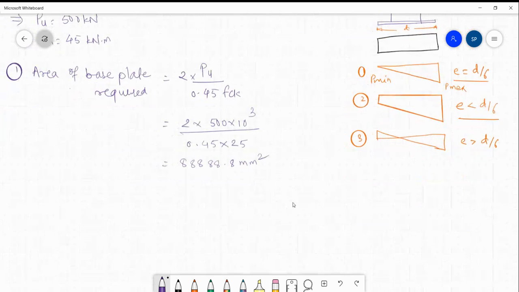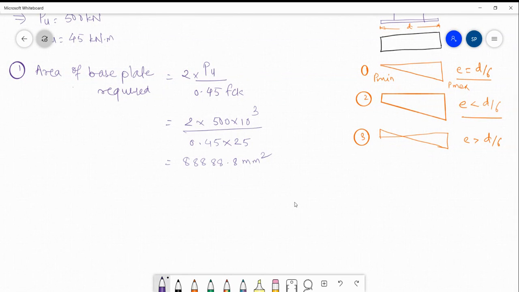Now you have to decide whether you are going for e equal to D by 6 or e less than D by 6, because based on that only we need to find the plan dimensions of base plate. Plan dimensions of base plate you have to calculate. For this, we will go for the case e equal to D by 6. Now first we will calculate the e value.